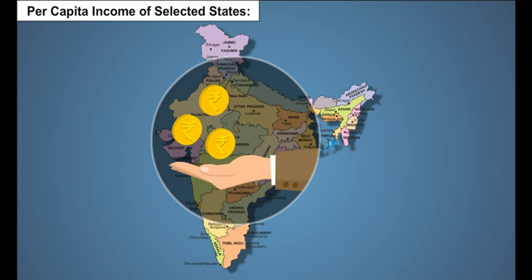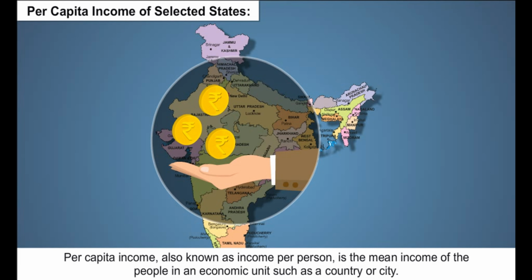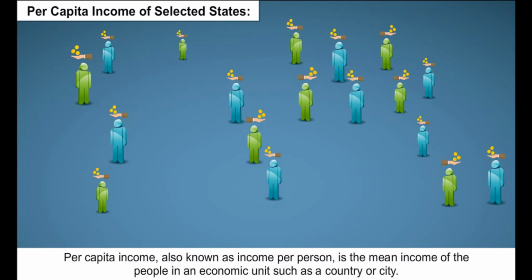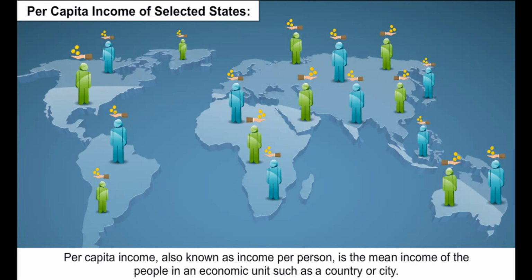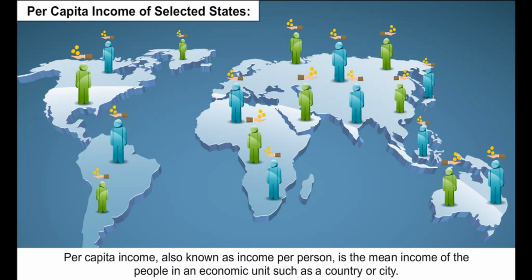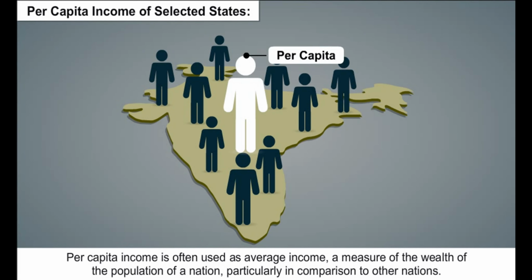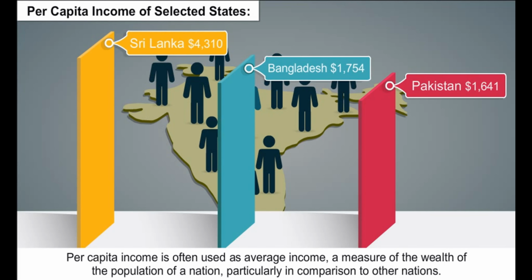Per capita income of selected states. Per capita income, also known as income per person, is the mean income of the people in an economic unit such as a country or city. Per capita income is often used as average income, a measure of the wealth of the population of a nation, particularly in comparison to other nations.